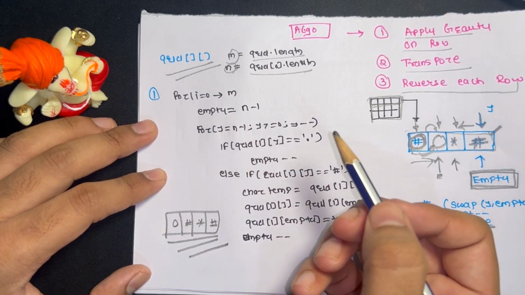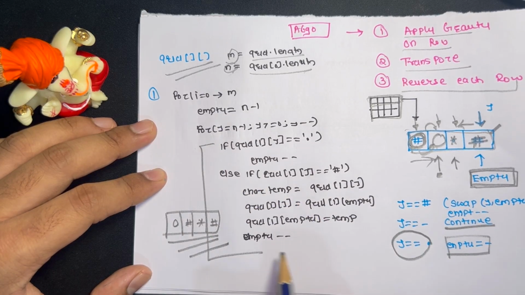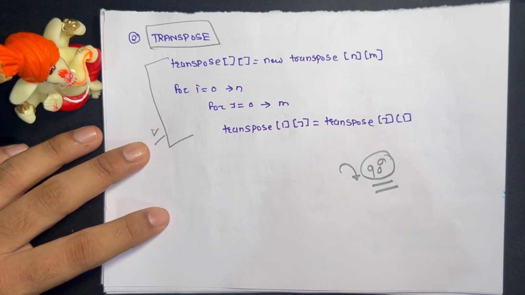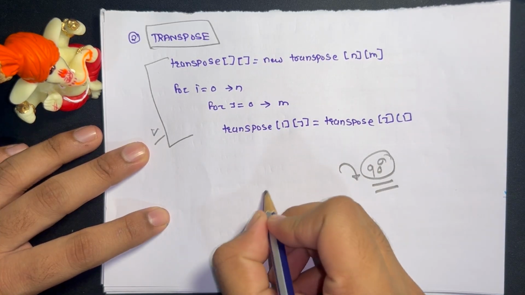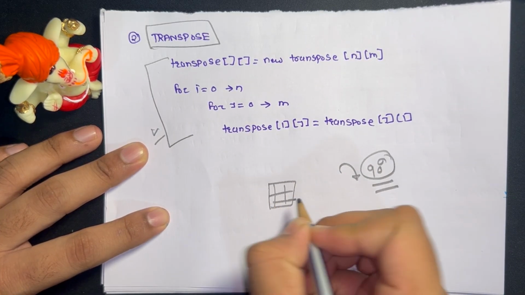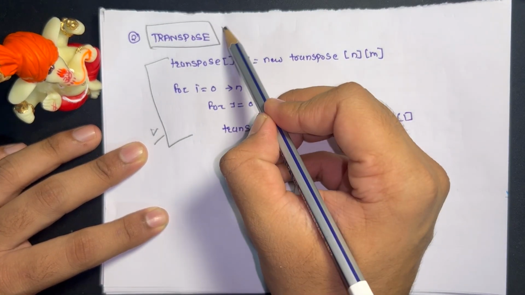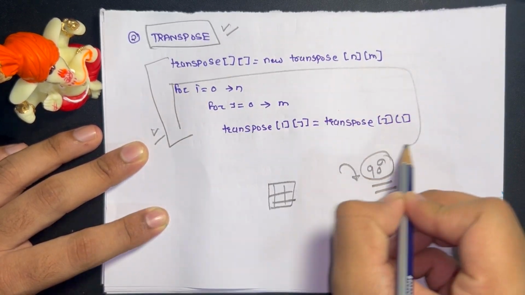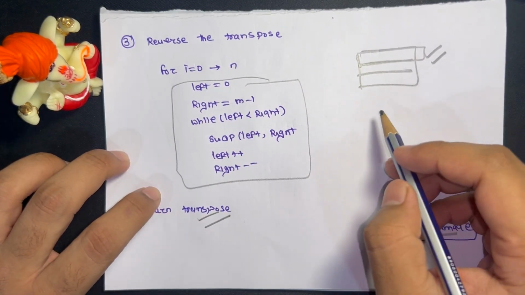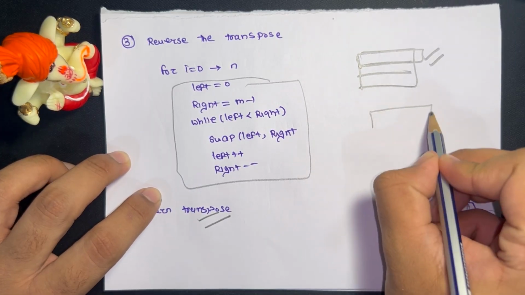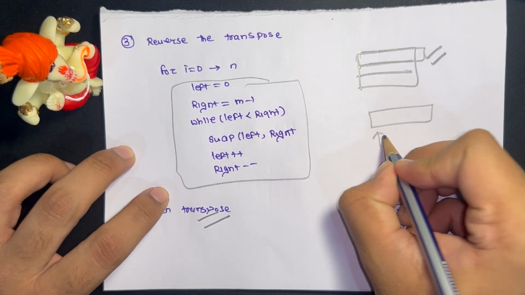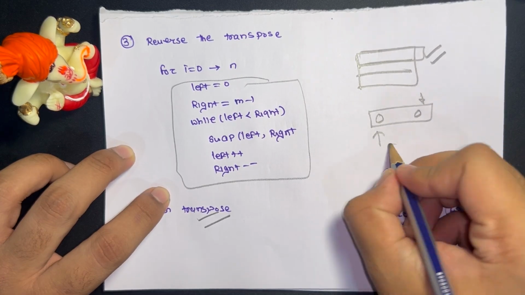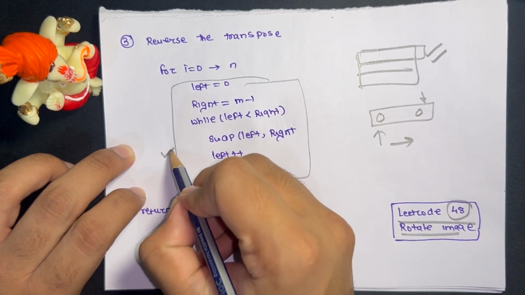So this is the pseudocode for what we have just discussed. After gravity has been applied, we just need to rotate our grid by 90 degrees, right? So the formula is very simple. First take the transpose of the matrix. The transpose pseudocode is like this. After the transpose is done, for every row in the grid, we just need to reverse the array. Okay, so this is the pseudocode here.